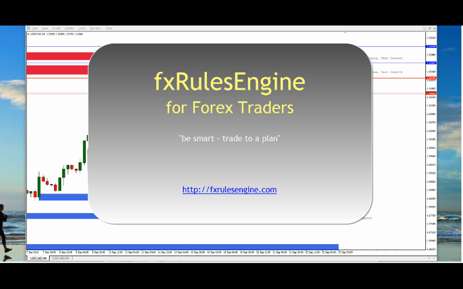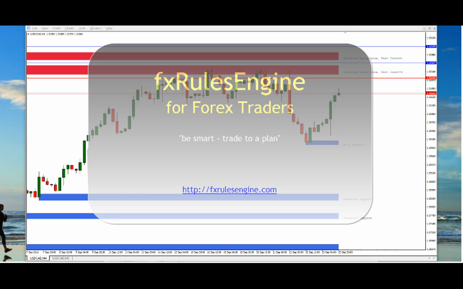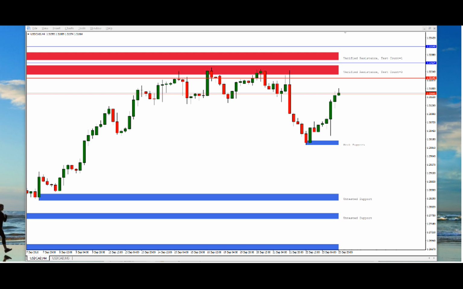We started with the previous video looking at how you would do that around a support zone or a resistance zone, in our particular case a resistance zone. And if we look at the screen now, you have the US Canadian dollars. We're looking at the 4-hour chart, and we're looking at a potential breakout through this resistance zone.